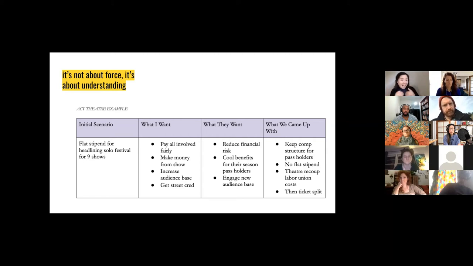Right? Because really, I wanted more money and they wanted to lose less money. So how are we going to get to something that's win-win? And so what we came up with is I said, how about this? I understand your whole thing with the pass holders. That sounds like a done deal. You've already had that transaction with your pass holders, so we can't do anything there. I understand that. But I don't want to do the stipend. I want to share financial risk with you. And so here's my proposal.